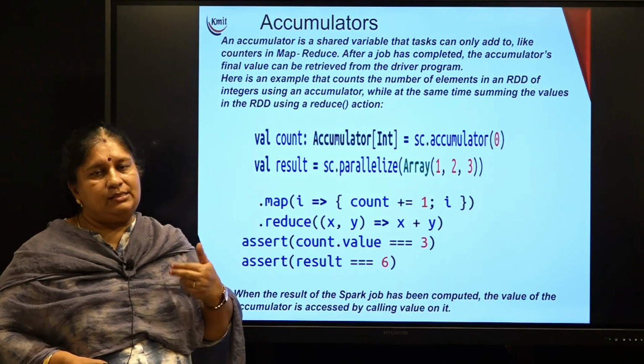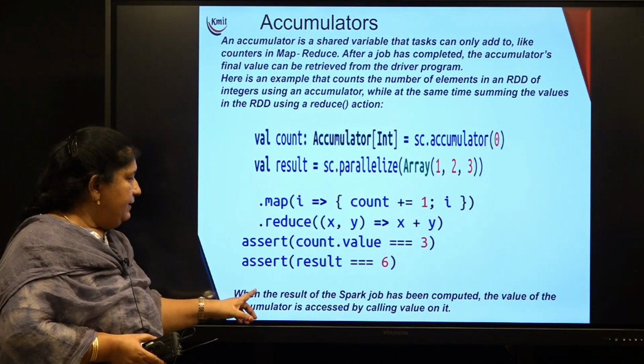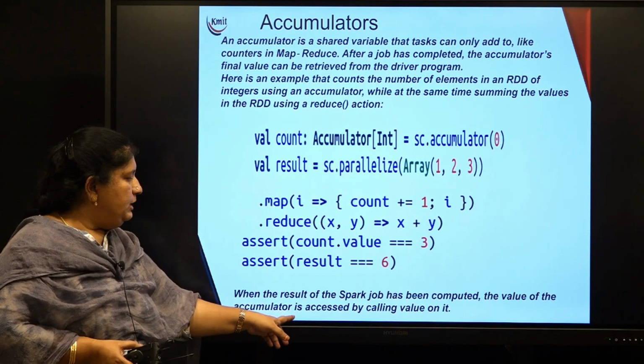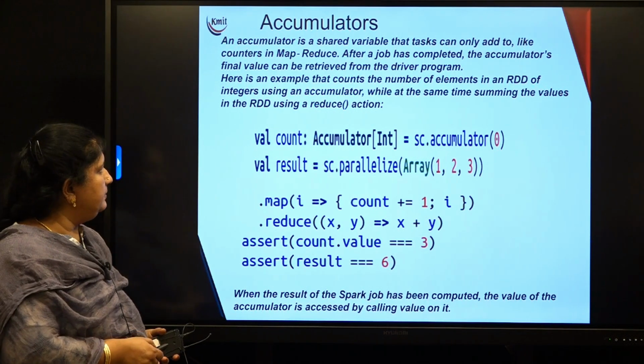Broadcast variables, as it is to be understood, is a one-way variable. When the result of the Spark job has been computed, the value of the accumulator is accessed by calling the value method on the accumulator variable.